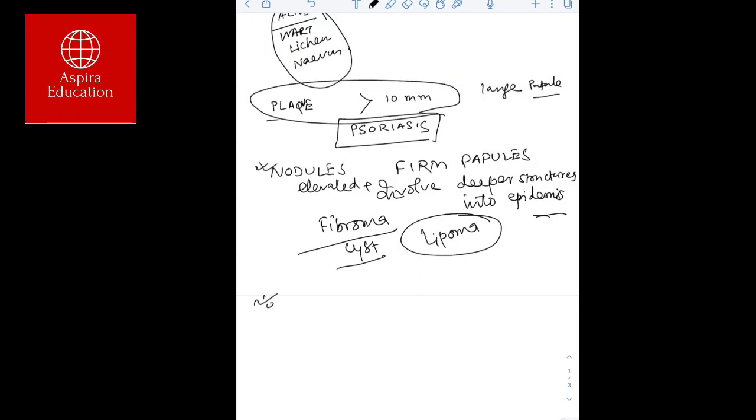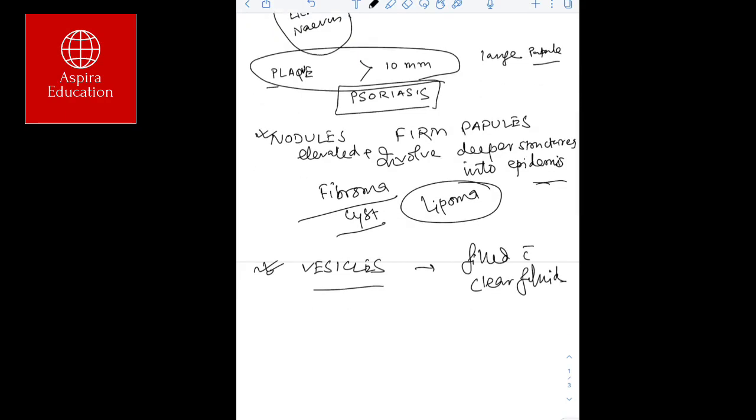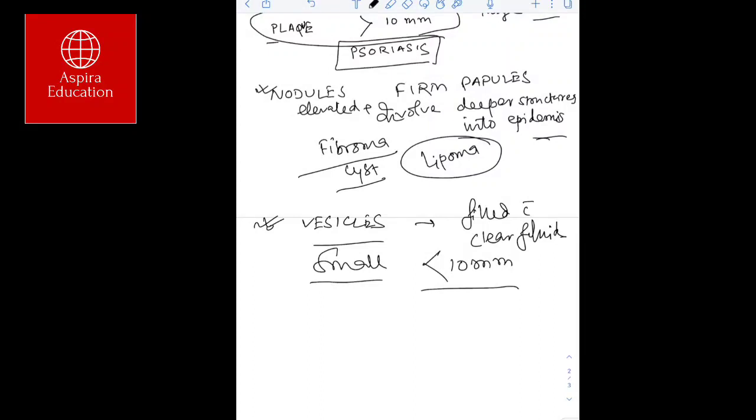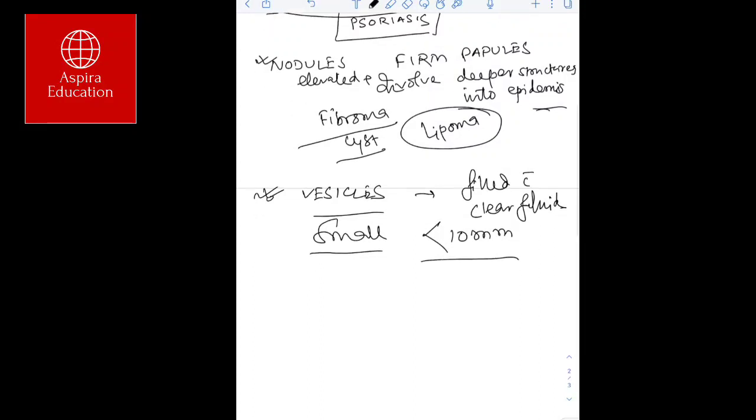Next group of lesion is vesicles. We have all seen vesicles. Basically, vesicles are the lesion which is filled up with clear fluid. But again, vesicles are small, and any small thing is less than 10 millimeter or 1 centimeter in standard dermatological description.